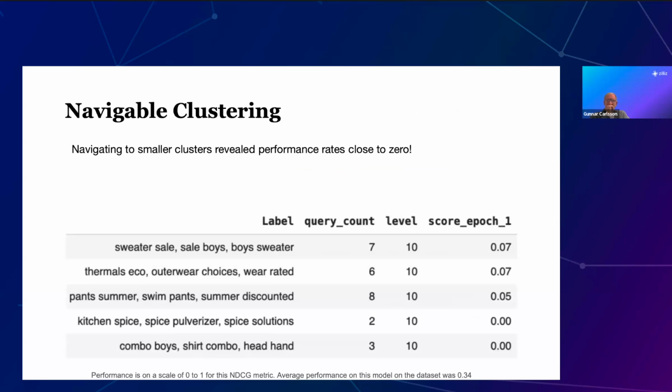Other things that the navigable clustering gives you access to. We talked about how the heat map helps you to focus on what's important to you in the data set. In this case, we sorted for what were genuinely the lowest scores, regardless of the size of the cluster. So here the clusters are smaller, but it's still important to know that kitchen spices and boys sweaters perform close to 0. If those were customers using an e-commerce site and the recommendations were close to 0 relevancy, that could have a lot of consequences.